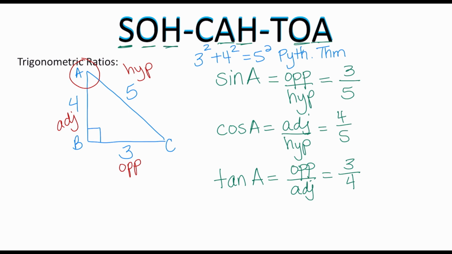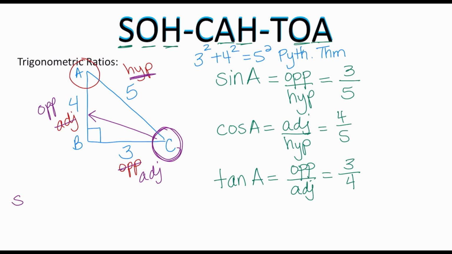So what happens when I talk about angle C? When we talk about angle C, things start to change. So here is angle C, and now opposite of angle C is the 4. The 5 stays as the hypotenuse always because, again, by definition, the hypotenuse is the longest side of a right triangle, so that will always be the hypotenuse. But now the 3 becomes my adjacent side. So when I have to find sine, cosine, tangent of angle C, it's going to look a little bit different.